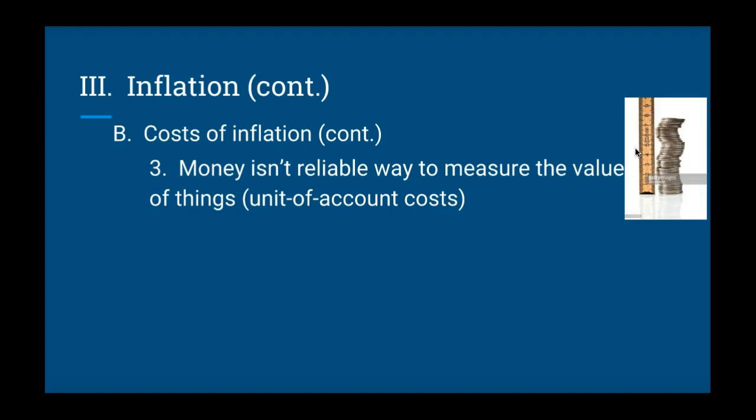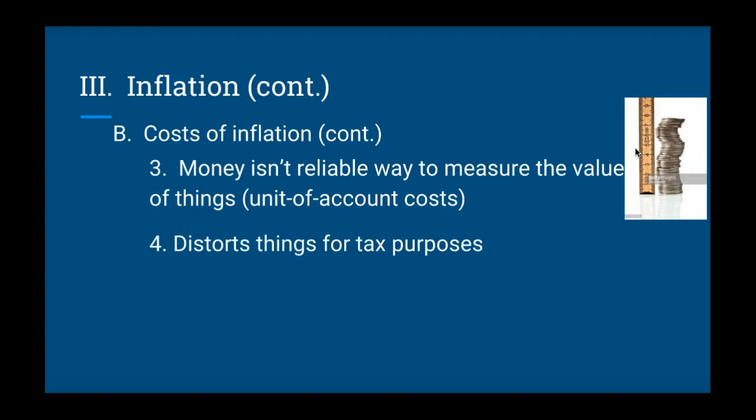But if we have inflation, you don't have any sense of what's up, what's down. I don't know, is that a good price? I don't even know. So the unit of account is this idea that we have a reliable money that we can actually determine what's good and what's bad. If we have inflation, then it's really hard to determine that.